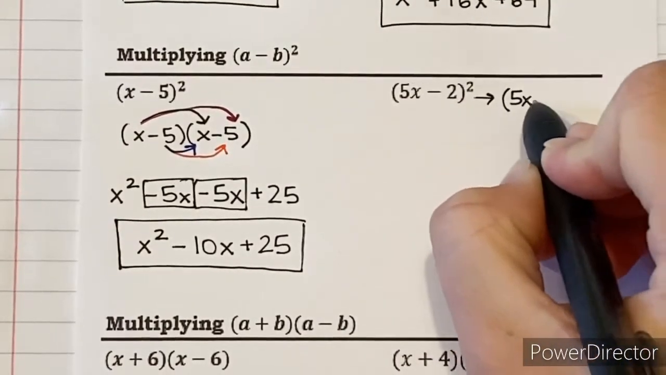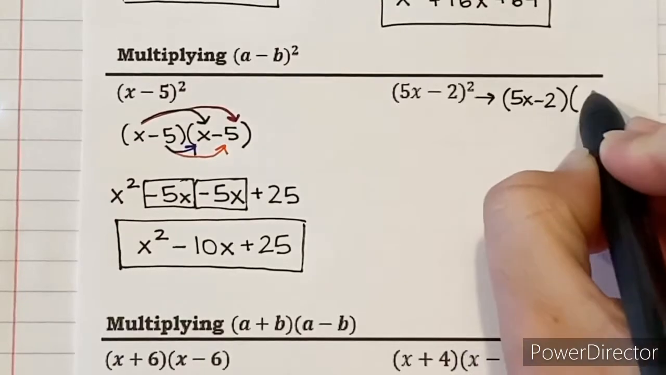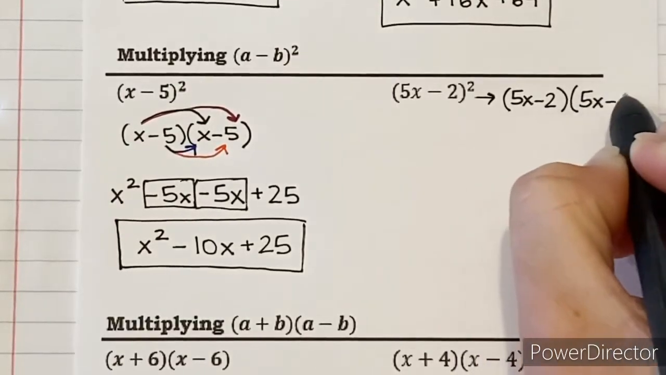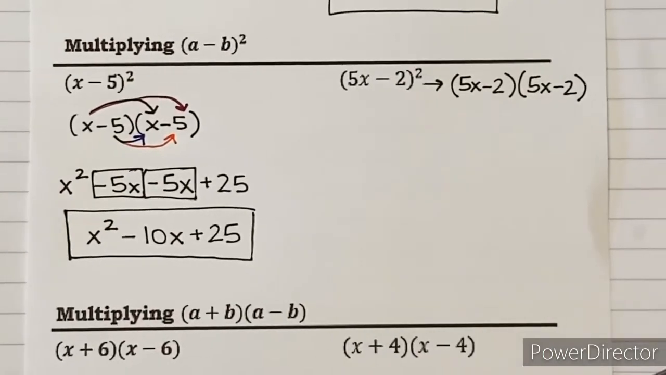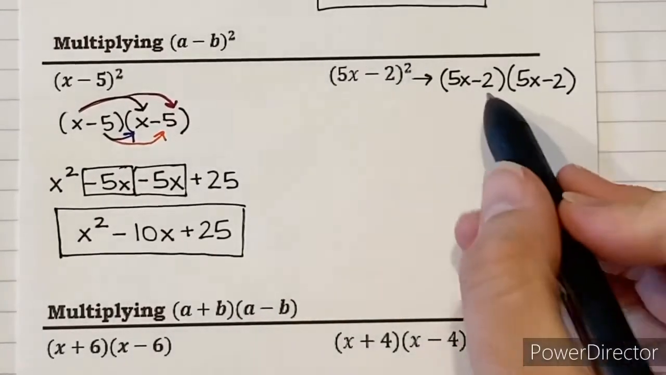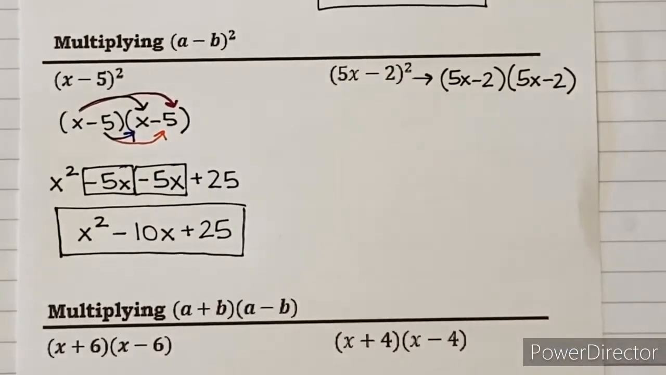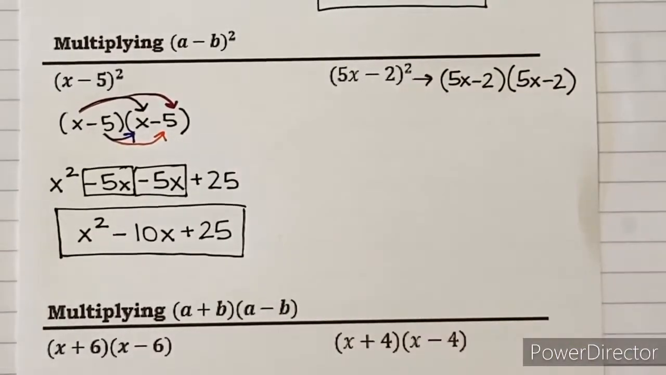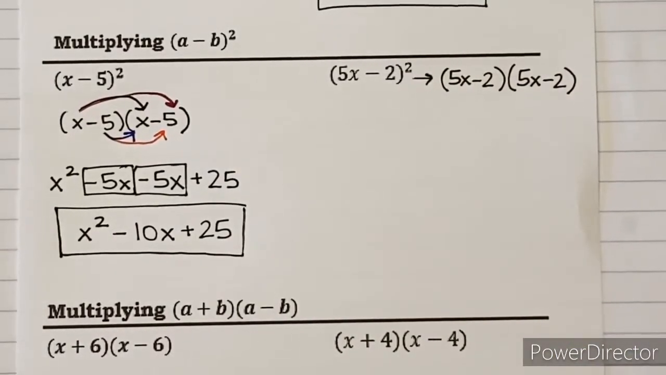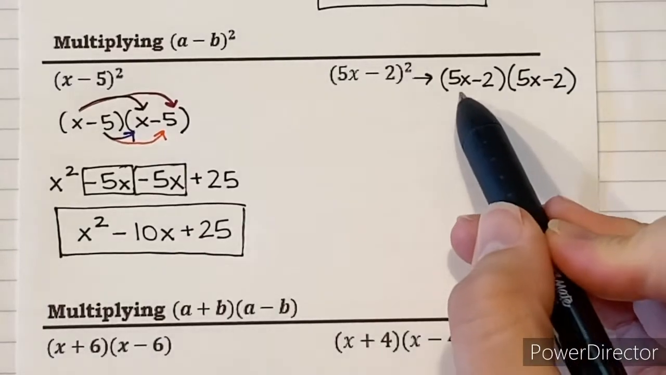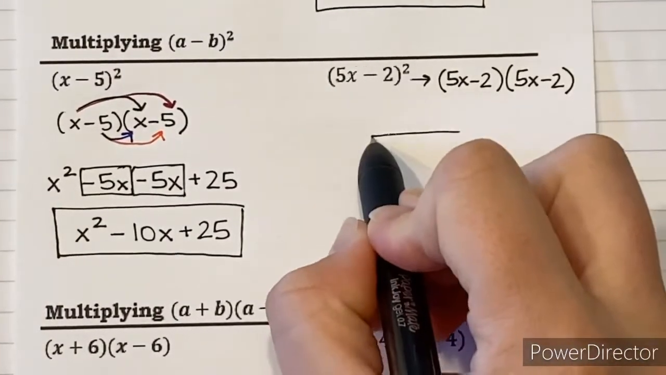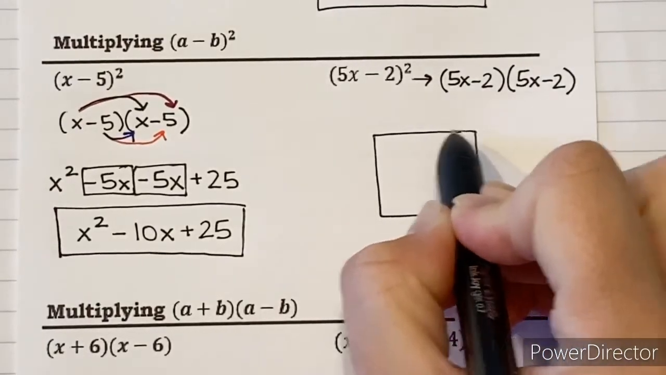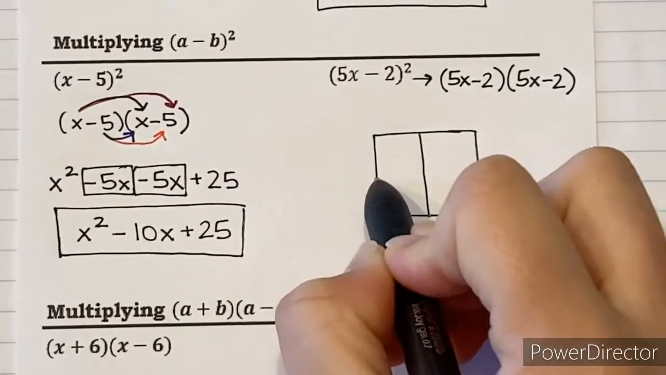We have 5x minus 2 times 5x minus 2. So all I did was write those out twice, because that's what the squared means. So now let's talk about the size of the box that we need. This one has 2 terms, and so does that one. So it's going to be another 2 by 2 box. So it's going to be like a window.